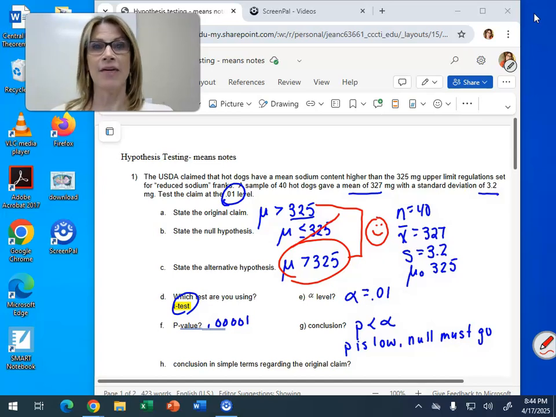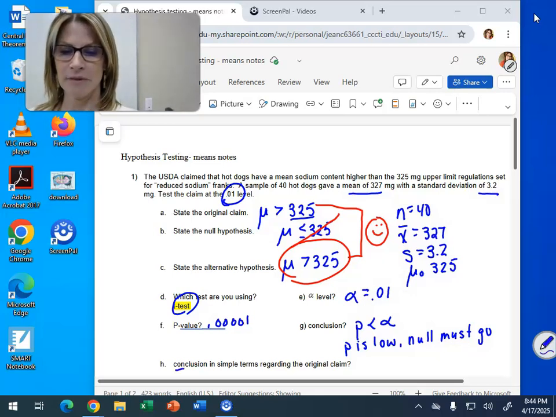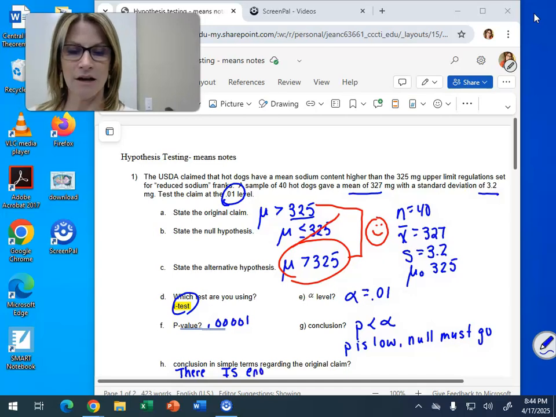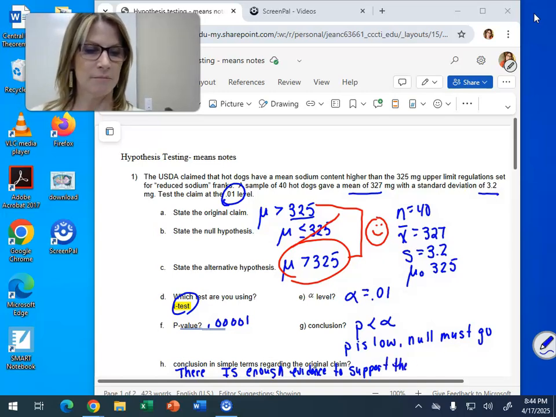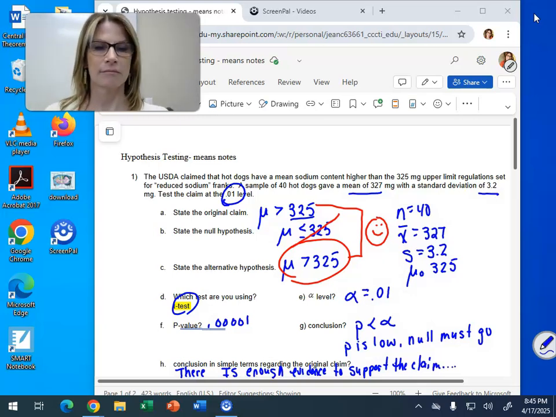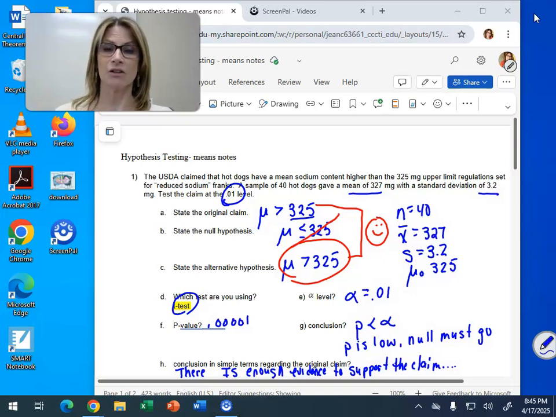And it does. And that makes you happy. And because it makes you happy, you can say that there is enough evidence to support the claim that the mean content is higher than 325 milligrams, and I'm not going to write all of that down. Okay, but I hope that makes good sense.